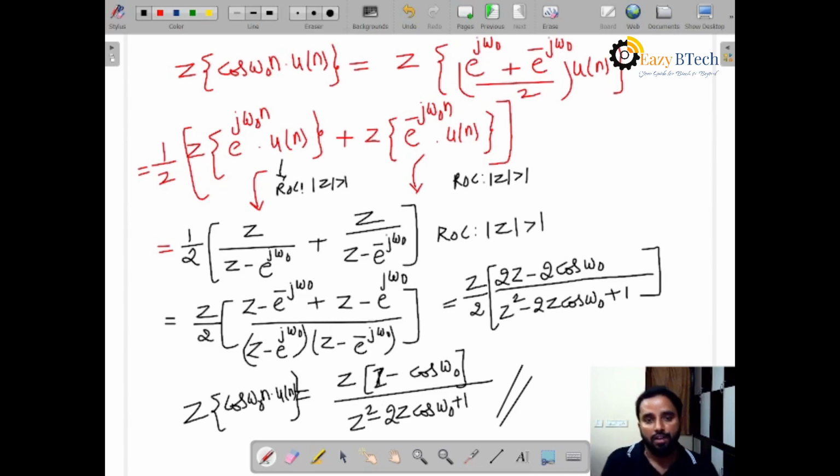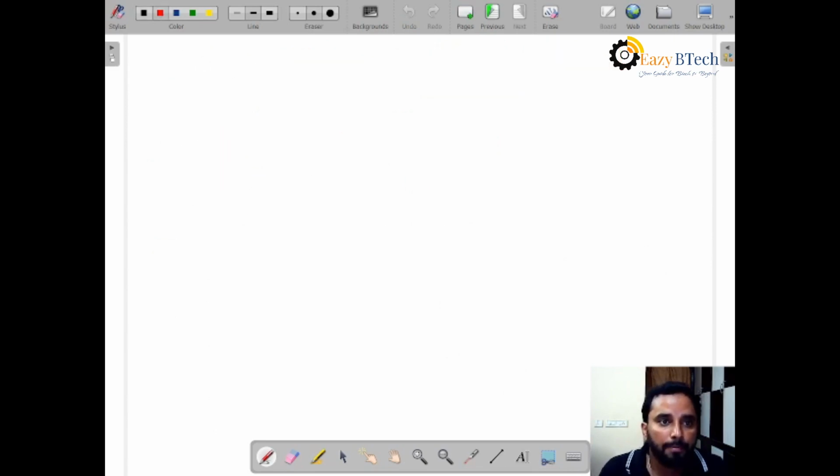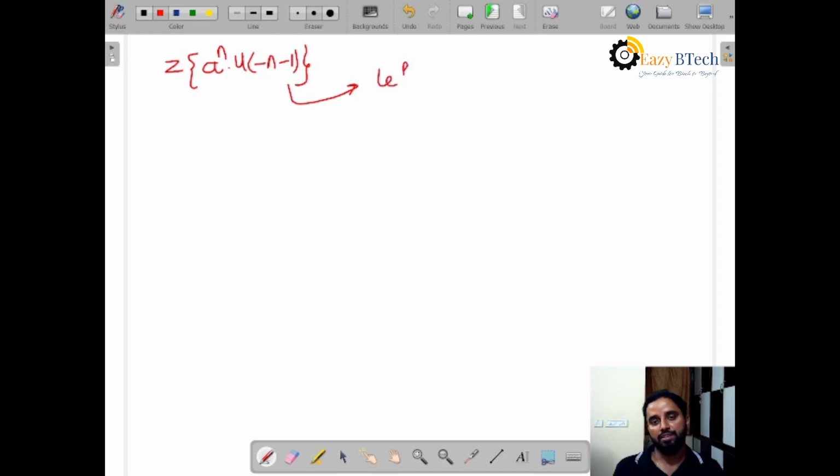And one more problem we can do: Z transform of a power n u of minus n minus 1. So this is the left sided signal. This signal is a left sided signal because of u of minus n minus 1, left sided sequence or signal. For this, what is the Z transform? We discuss now.